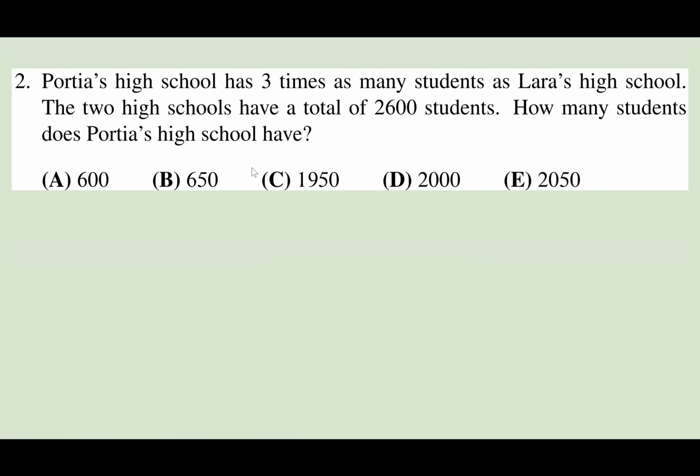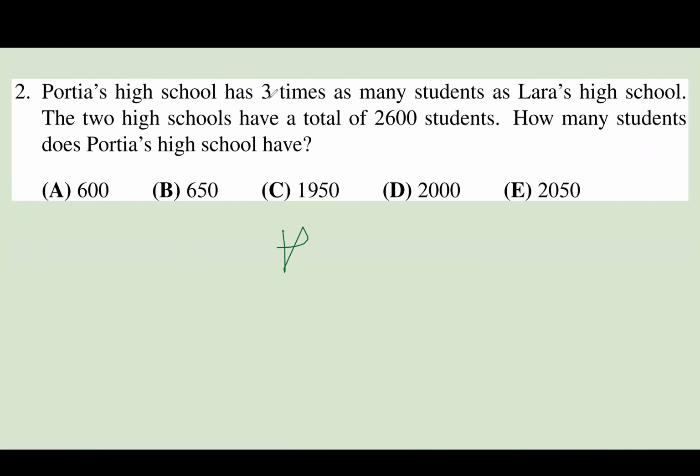Okay, number 2. Portia's high school has 3 times as many students as Lara's high school. The two high schools have a total of 2,600 students. How many students does Portia's high school have? Okay, so I'm going to use a variable. I'm going to use the letter P to represent the number of students in Portia's high school, right? And I'm going to use L to represent the number of students in Lara's high school.